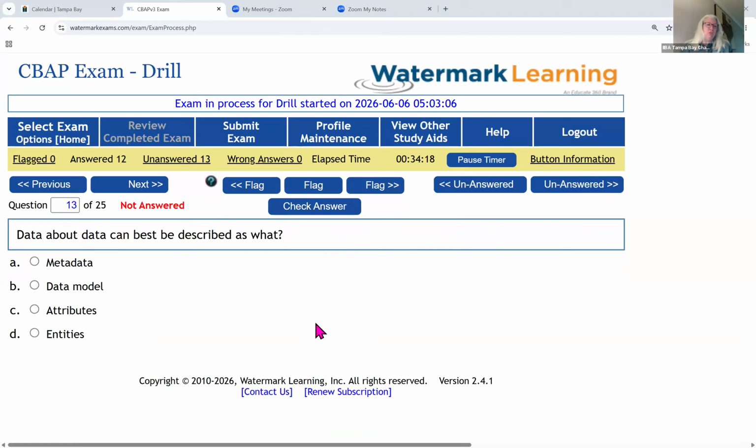Okay, let's move on to question 13. Data about data can best be described as what? So this is your what it means, and is the word metadata, data model, attributes, or entities? Which one can we eliminate? Eliminate entities.